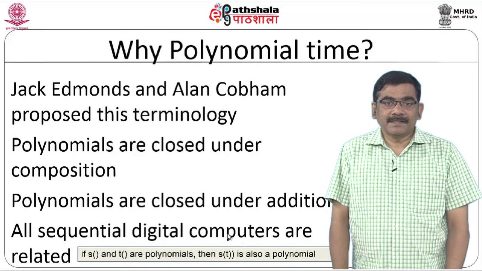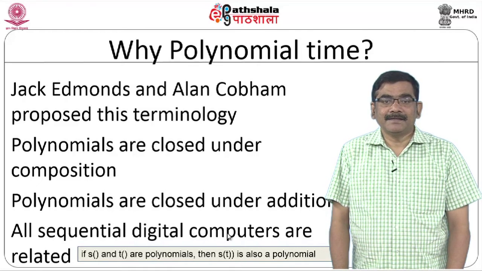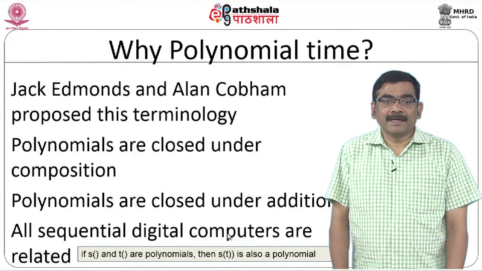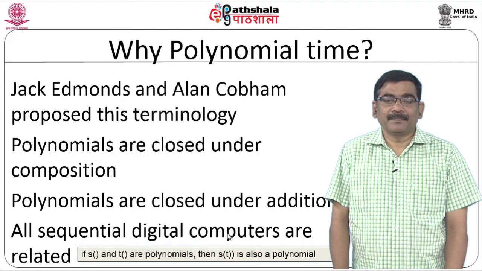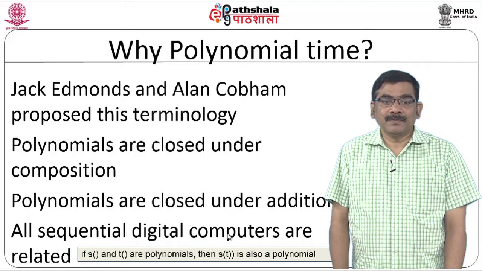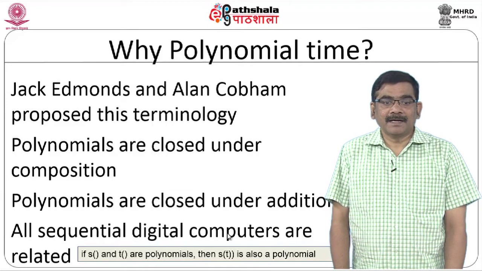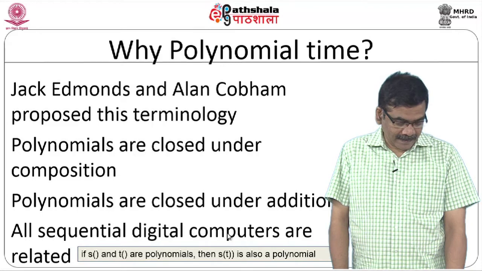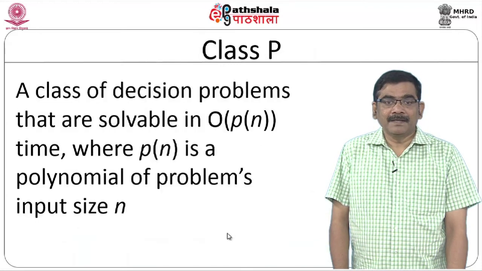Because of these three considerations, we are calling polynomial time an effective metric. So, in short, we can say polynomials are closed under composition, polynomials are closed under addition, and all sequential digital computers are related. Because of all these criteria, we say that polynomial time is effective.